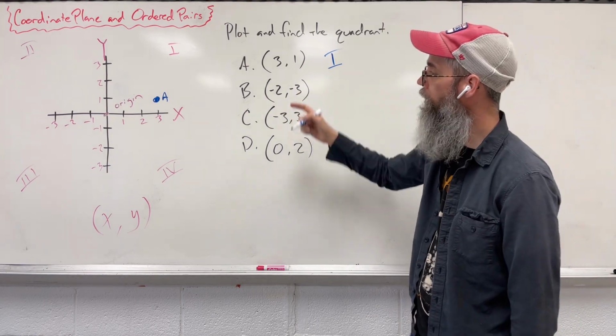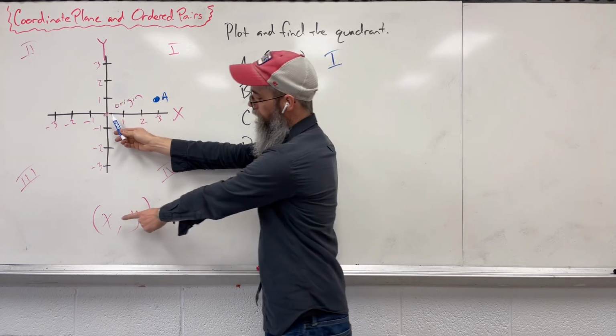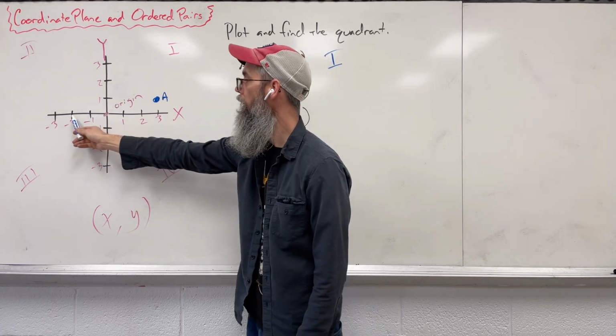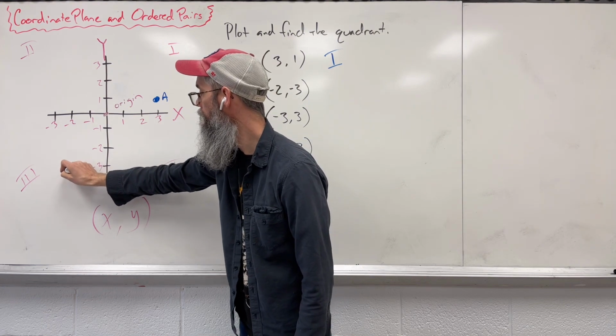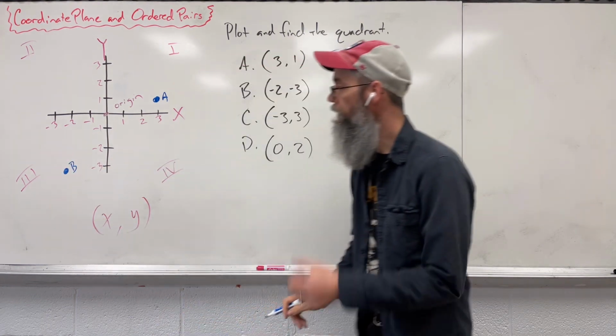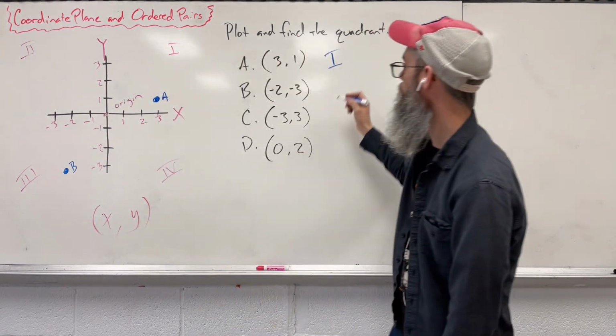B: -2, -3. Start at the home. I want to move -2 in the x direction. And then I want to move -3 in the y. There's my B value. What quadrant is that? Well, this bottom corner, 3.